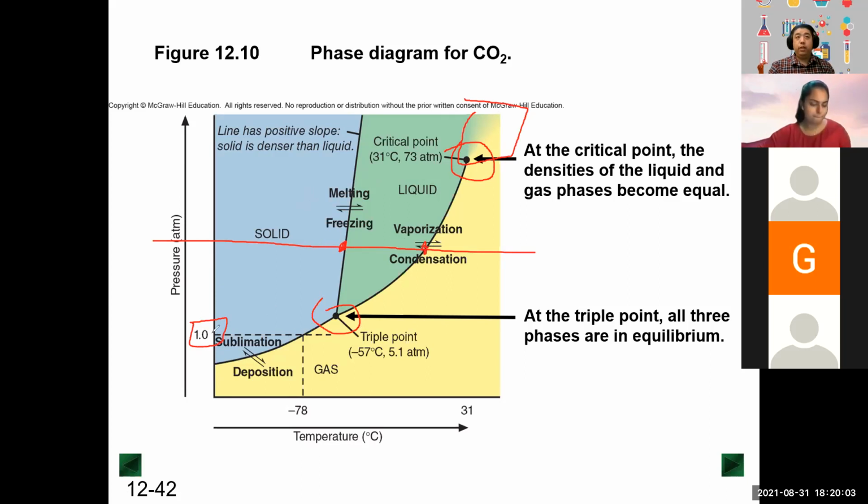Carbon dioxide happens to be all the way down here. That's why when we go ahead and drop solid dry ice, right? So solid CO2, it immediately changes into gas CO2. So it skips past the liquid phase because it is at a lower pressure. At higher pressures, it will include all three phases here.